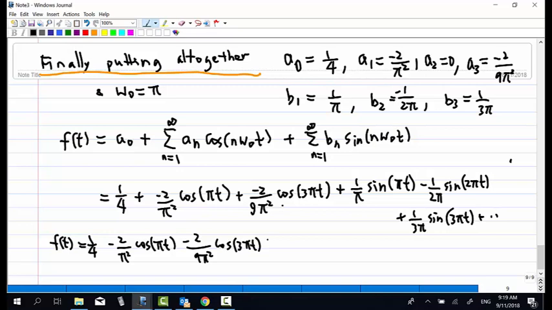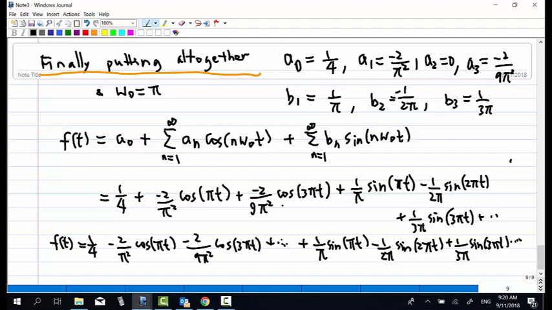and then plus, this is a cosine series, and then a sine series, you get 1 over pi sine pi t, minus 1 over 2 pi sine 2 pi t, and then plus 1 over 3 pi sine 3 pi t. Right? So anyway, this is an infinite series. It just happens we write down the first three terms of an, and then the first three terms of bn. And that finishes example 7.